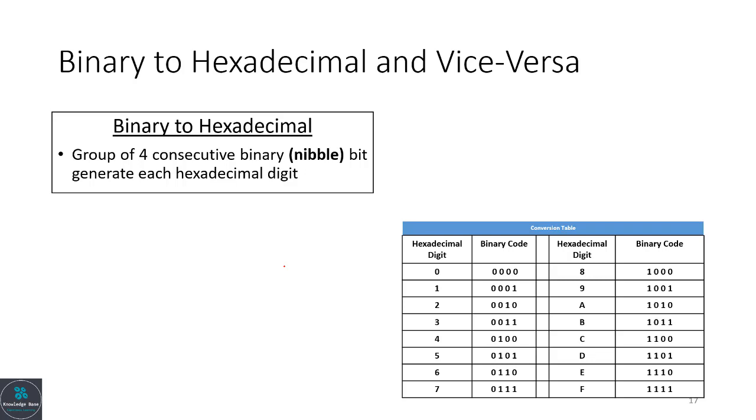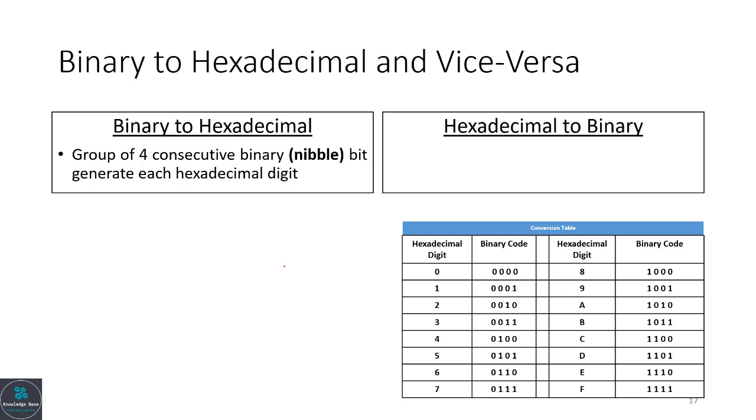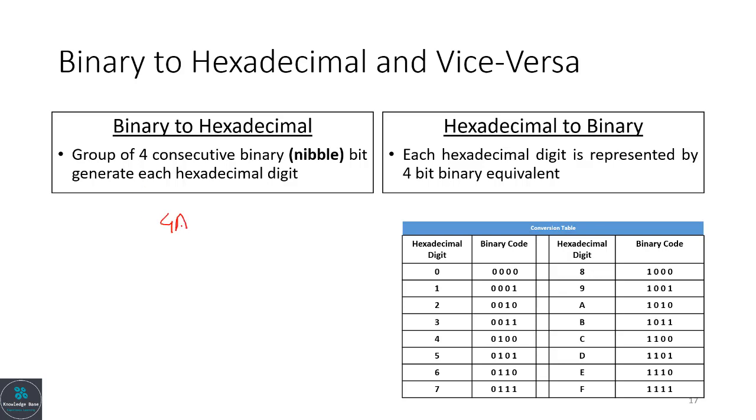Now next we are going to convert a hexadecimal number into its binary form using that conversion table. It will be much easier. Each hexadecimal digit will be represented by its equivalent 4-bit binary form. So let us take the number 4A in hexadecimal. A is 1010 and 4 is 0100. So the number in binary will be 01001010.